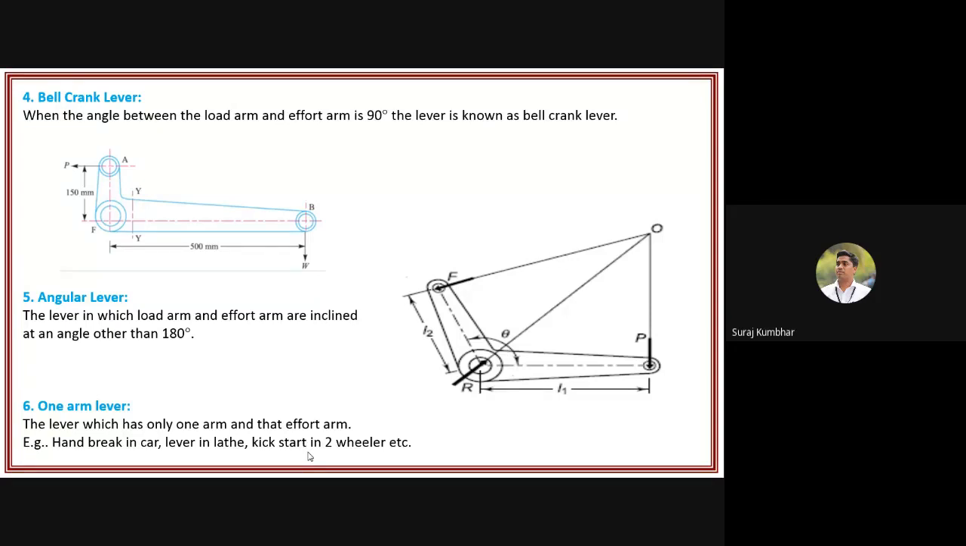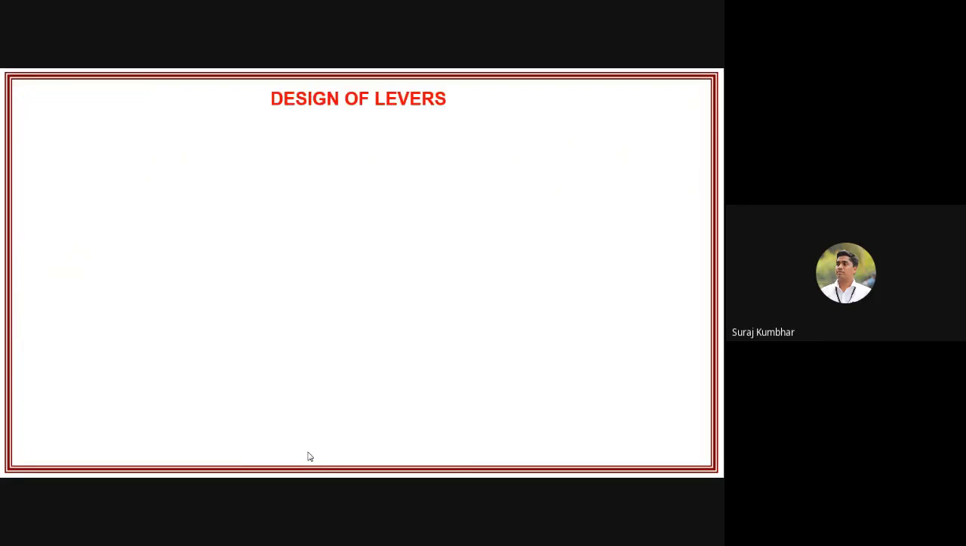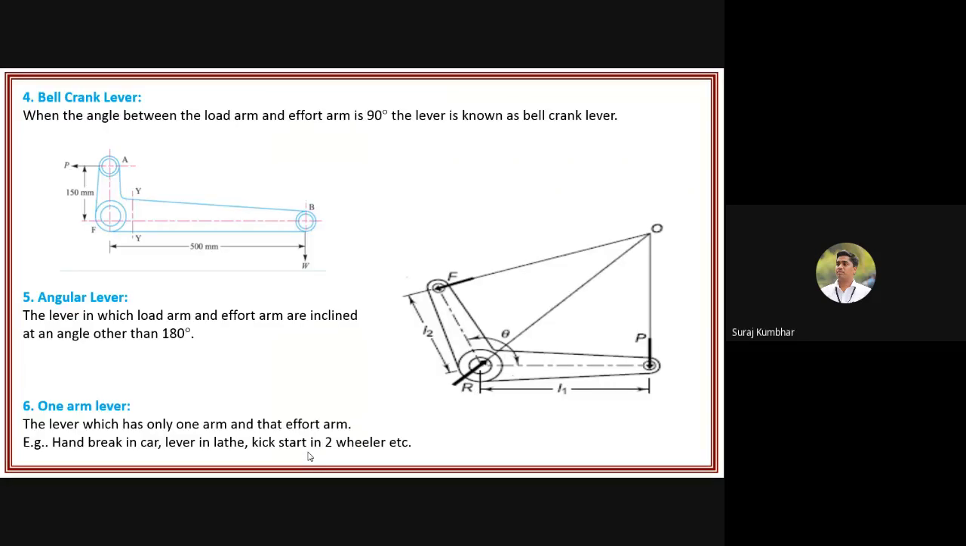So this is about the lever. Now the design of a lever part we will see in the next lecture. Have you got this up to today's lecture? What is meant by lever, what are the types of lever, what is mechanical advantage, what is leverage, what is load arm, what is effort arm, what is bell crank lever, what is angular lever, what is one arm lever, what is first order lever, what is second and third order lever. All these points related to levers are most important.